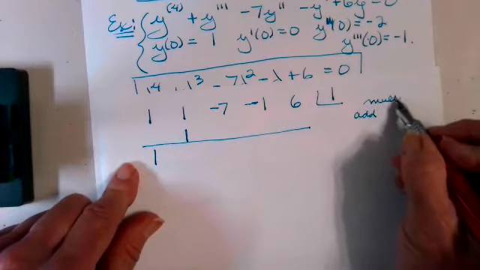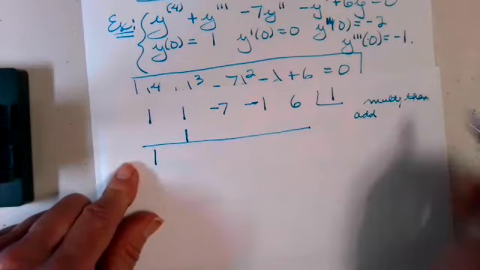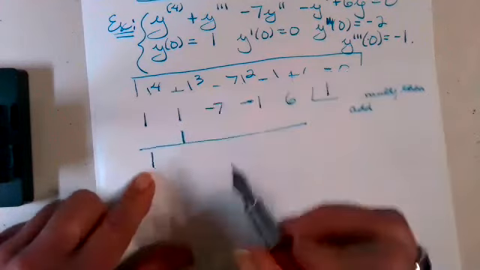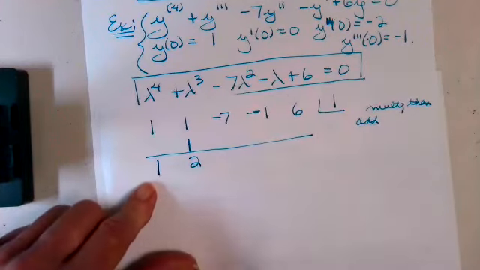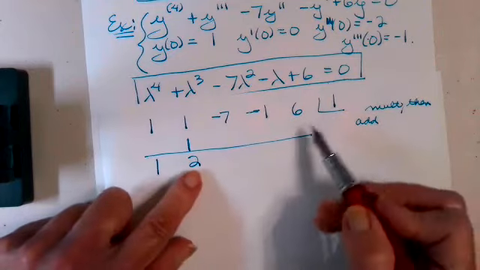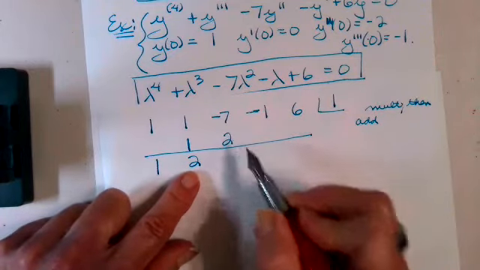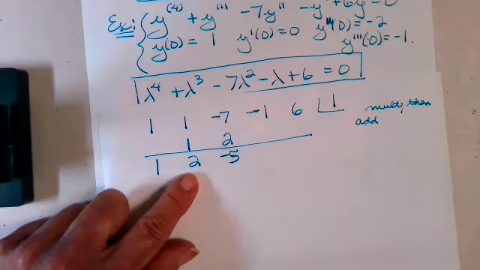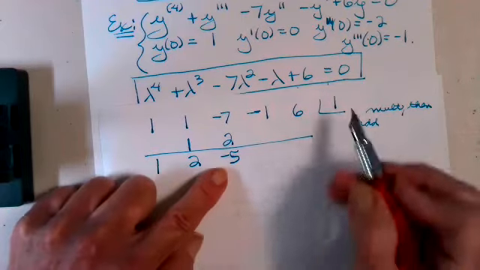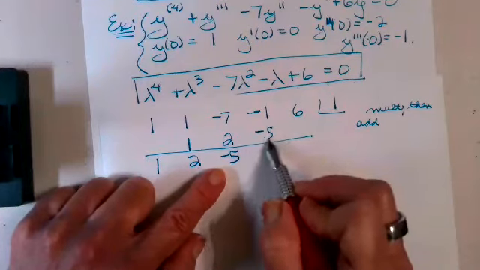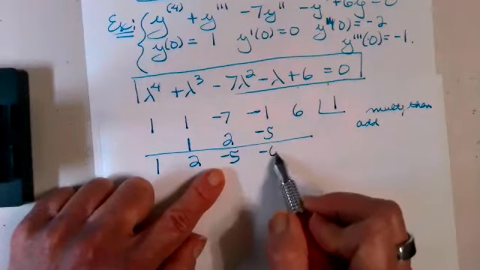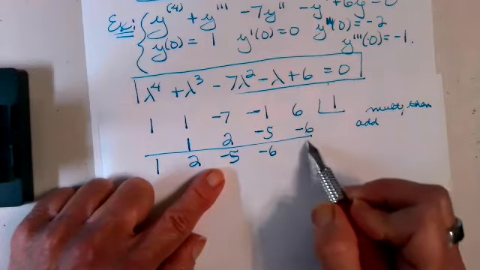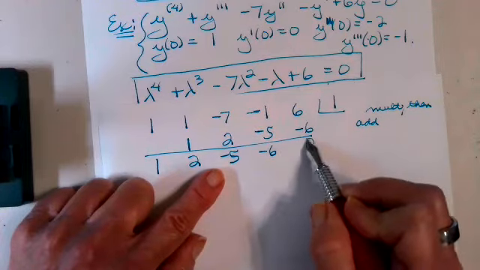Multiply, then add, not subtract. Okay. So 1 times 1 is 1, and when I add it, I get 2. And you keep going. 1 times 2 is 2. Put that there, and add, you get minus 5. Okay. Minus 5 times 1 is minus 5, and add, you get minus 6. 1 times minus 6 is minus 6, and you add, you get 0.